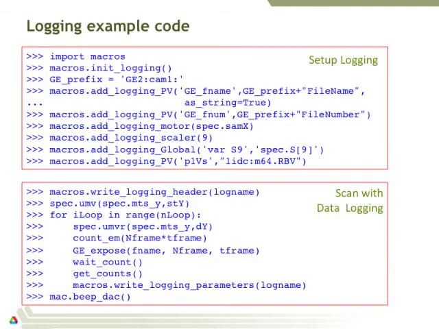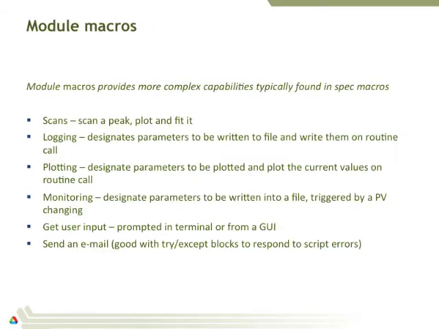Okay. All right. So, other things. Moving on to the second module, the macros module. What kinds of things are there? Well, we've talked a little bit about logging. We'll talk about scans, plotting, monitoring, getting user input, and sending an email. These are all things that are there.